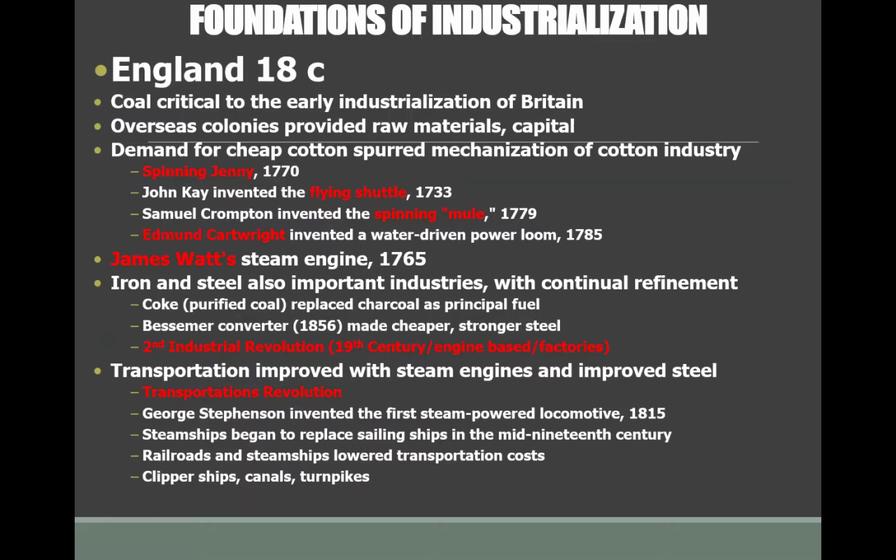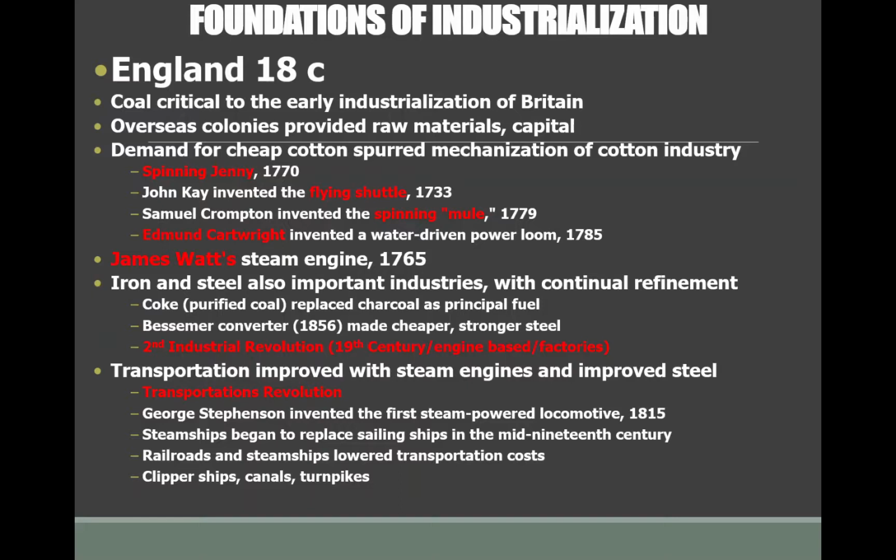Overseas colonies will provide raw resources and raw materials, which will be used in the factories. For example, they'll use things like cotton, sugar, tobacco, and those things will be turned into finished products in the factories. The demand for cheap cotton is going to spur the mechanization of the cottage industry.